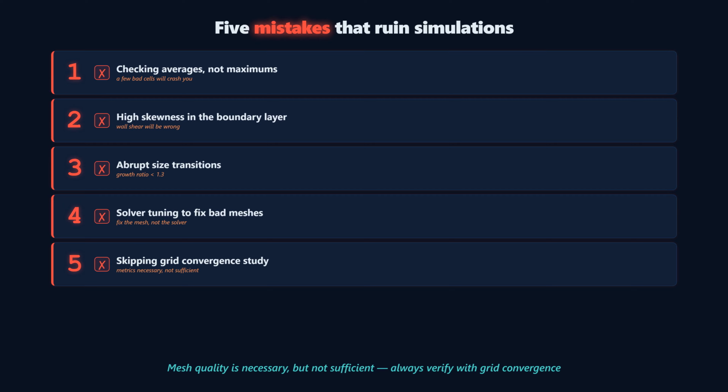Mistake 5. Skipping grid convergence studies. Good quality metrics are necessary but not sufficient. You still must demonstrate that refining the mesh does not change your answer.